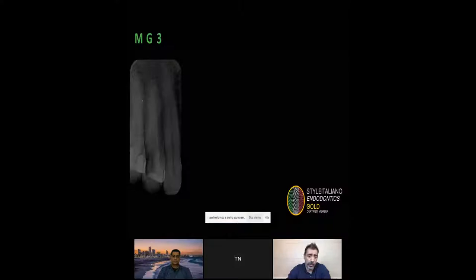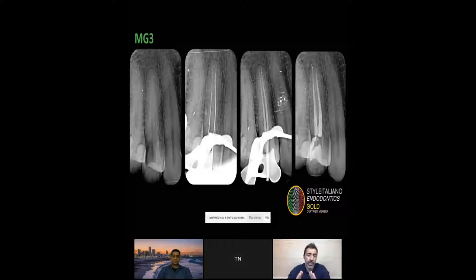This case is typically the opposite. So here we have straight canals. We are not obliged to remove as much as we need. So we have straightforward canals. We are not going to change anything here whether we use them or not.